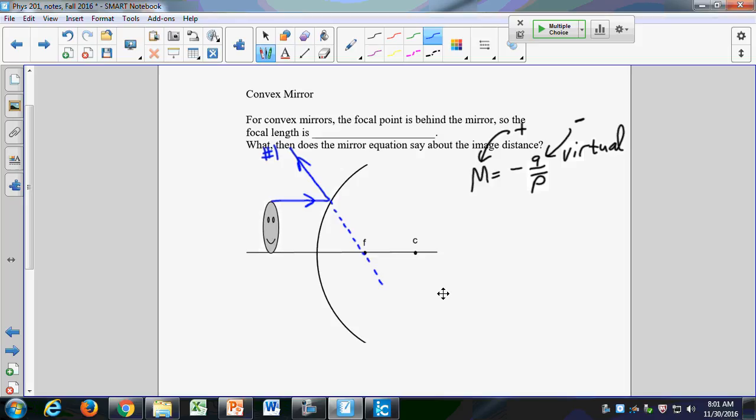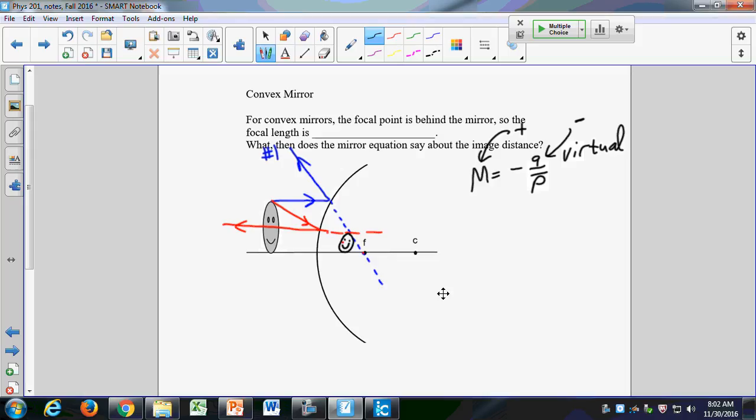The second one is through the focal point and then parallel to the axis. This one's a little tricky. I have to draw it like this, because if I were to trace it forward, it would go through the focal point. Now that's not your virtual ray. The virtual ray is always the reflected ray traced backwards. Now it goes parallel to the axis like this. If I trace it backwards, it goes right there. Now I have enough to draw my image. My image is right there.